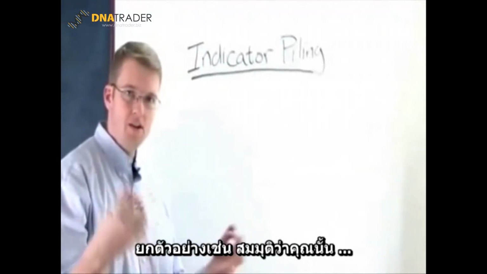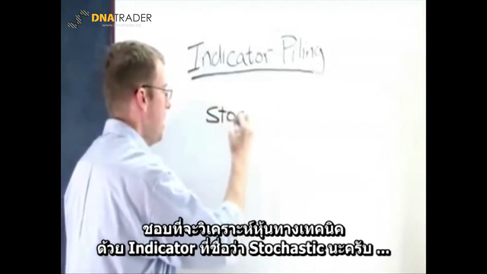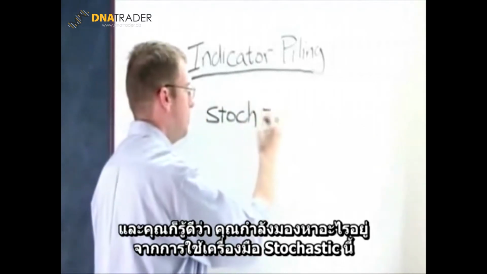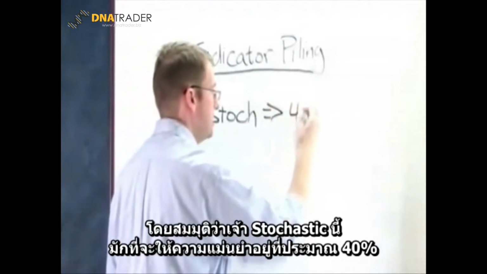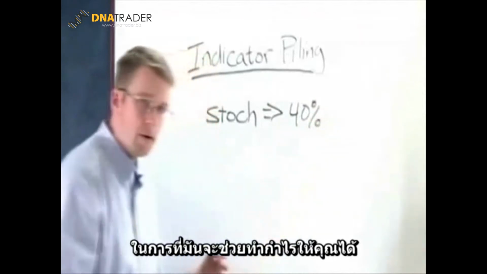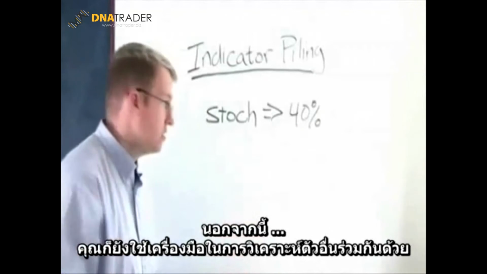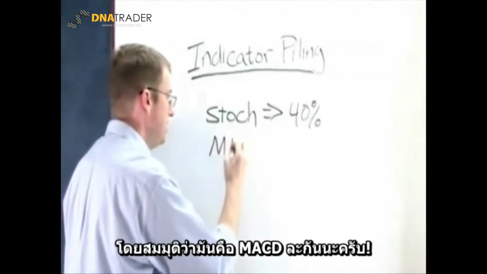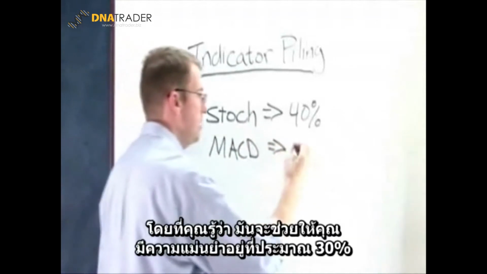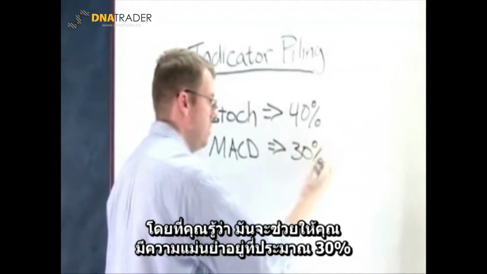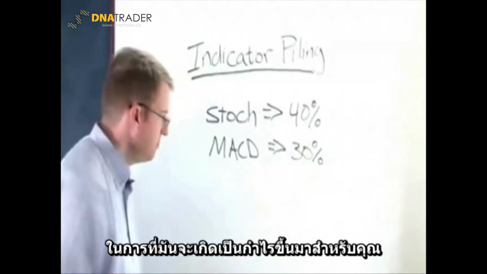Let's say, for example, that you like to use stochastics as a technical indicator, and you know that for the type of trade you're looking for, the stochastics indicator gives you a probability of, let's say, 40% that your trading outcome will be successful. Now, you have done similar analysis with, let's say, a MACD. So you got a MACD here, moving average convergence divergence, and you know that it gives you about a 30% probability for the kind of trade you're looking for of having a successful outcome.